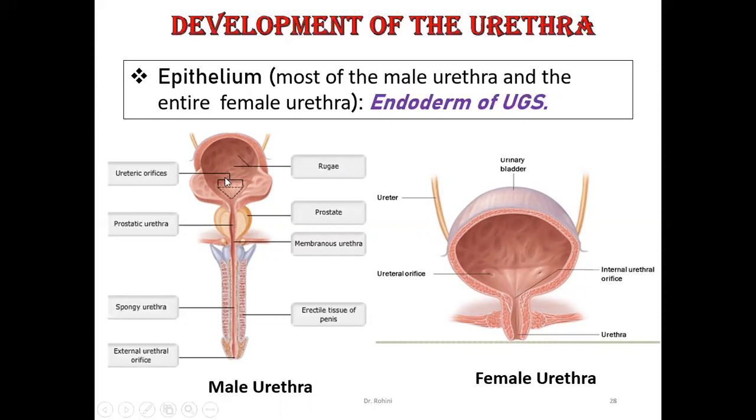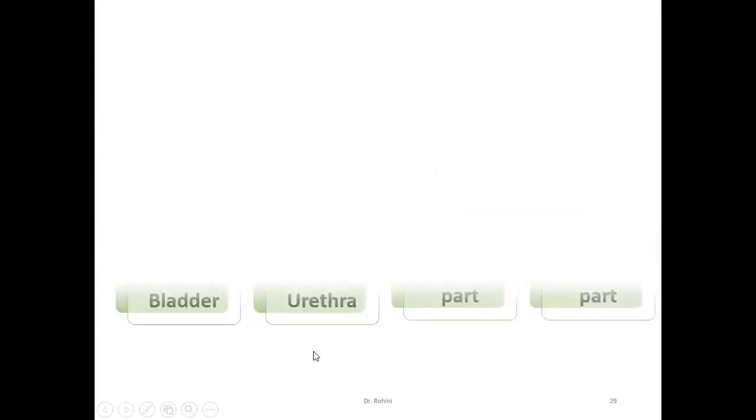You can see here the male urinary bladder and the male urethra. Here is a female urethra. We can see the difference in length: the female urethra is very short, whereas the male urethra is very long and has different parts: the prostatic urethra, the membranous urethra, and the spongy urethra. The spongy urethra has parts: the glandular part, the spongy part proper, and the navicular part. We'll see this in detail.